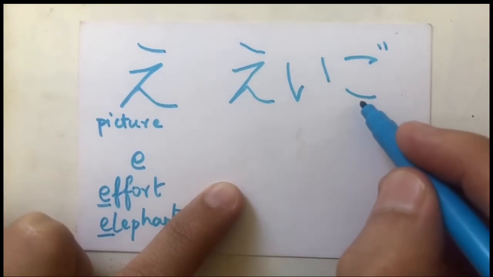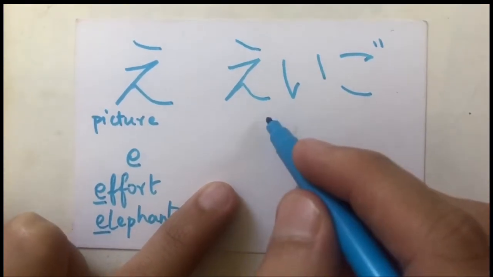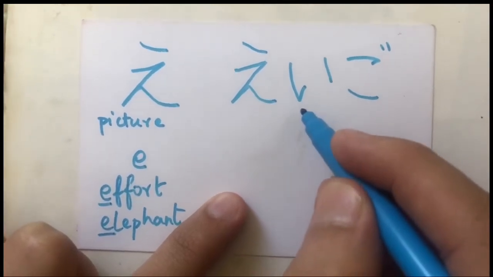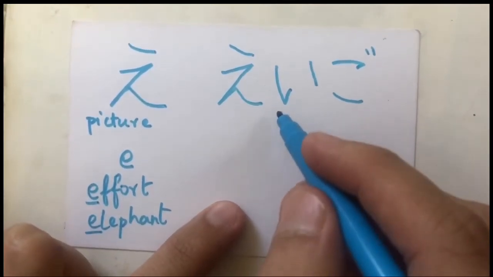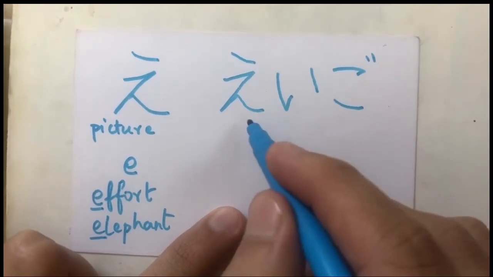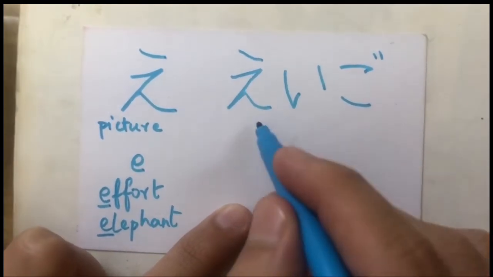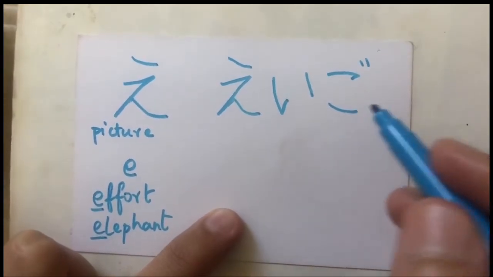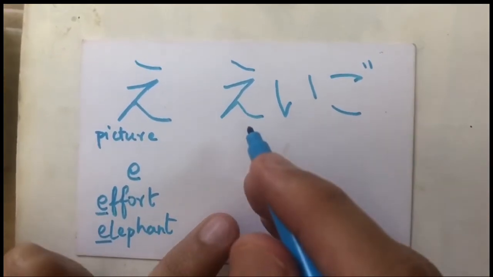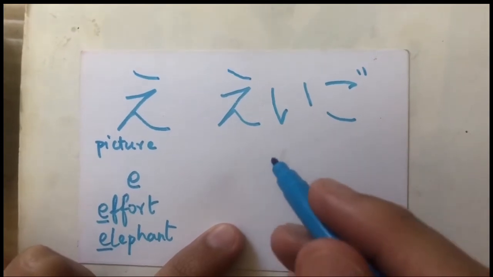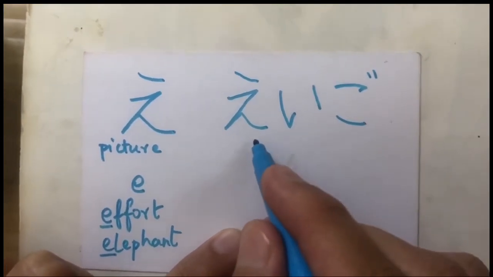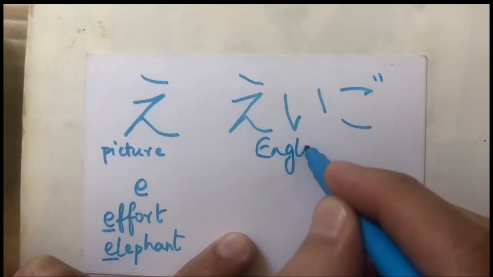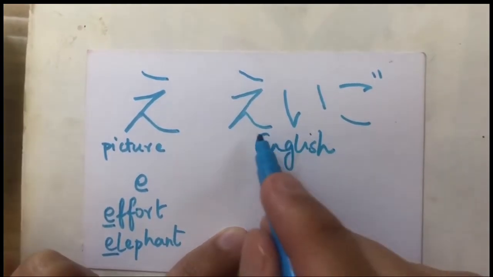Let me give you another word starting with the character A. We have not learned this character yet, but I hope all of you know these two, which is A. The pronunciation and the reading here is ego, ego, ego. Many of you will know what the word Nihongo means, which is Japanese, and ego means English.